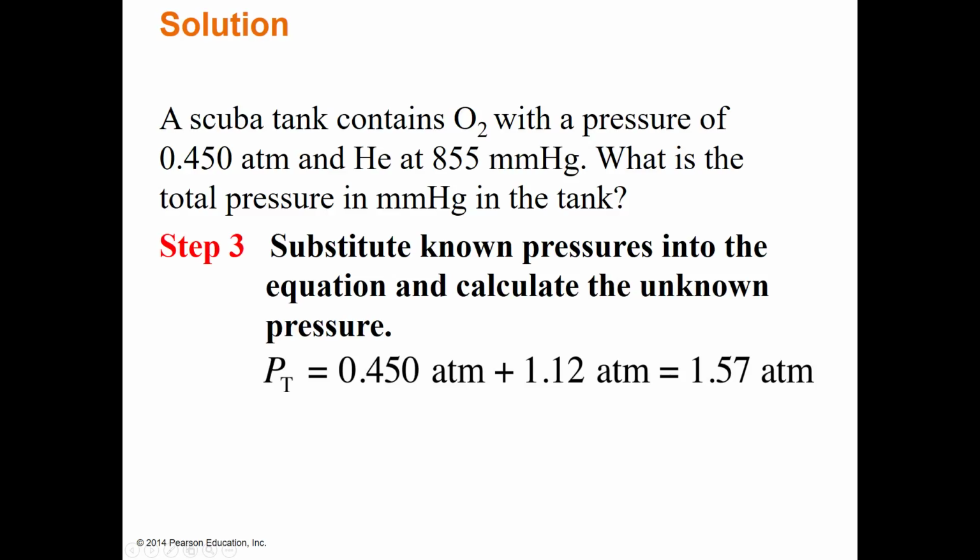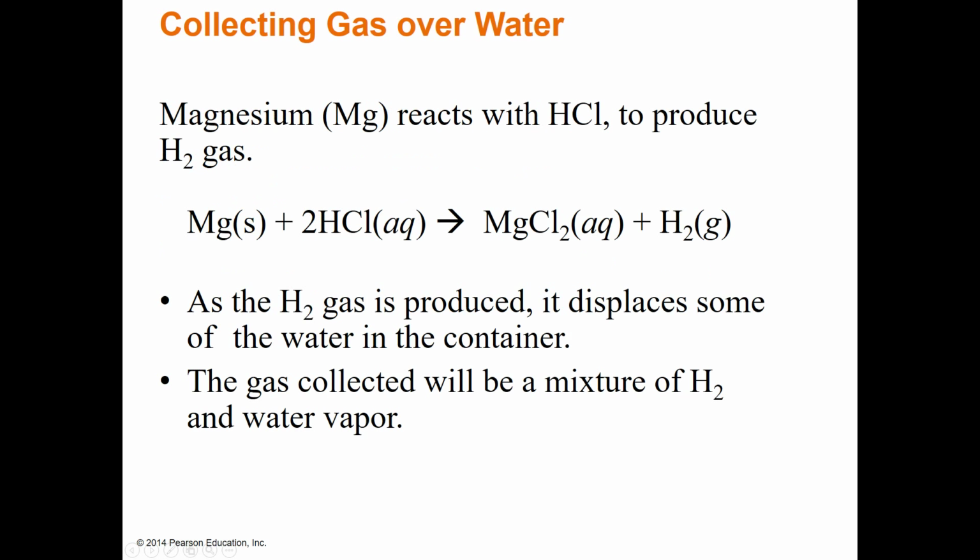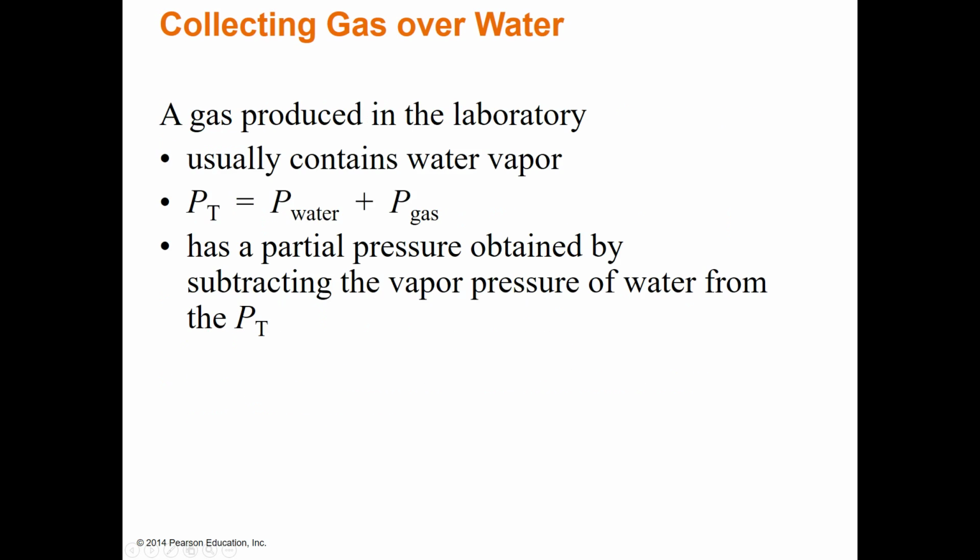A gas produced in the lab usually contains water vapor, and the total pressure of that gas would equal the partial pressure of the water plus the pressure of the gas. Do you all remember collecting the gases that we collected, hydrogen and oxygen, when we made them in the lab? And we collected them over water, and those gases would contain the water component in there. So the pressure of the gas would be there, and then the pressure of water would also be in there.